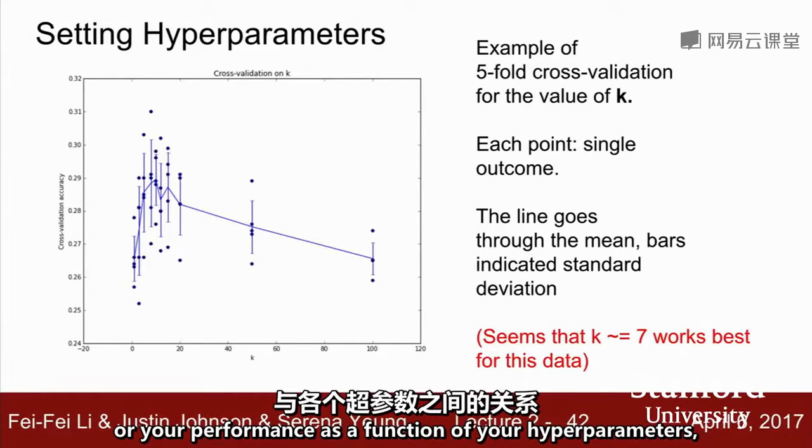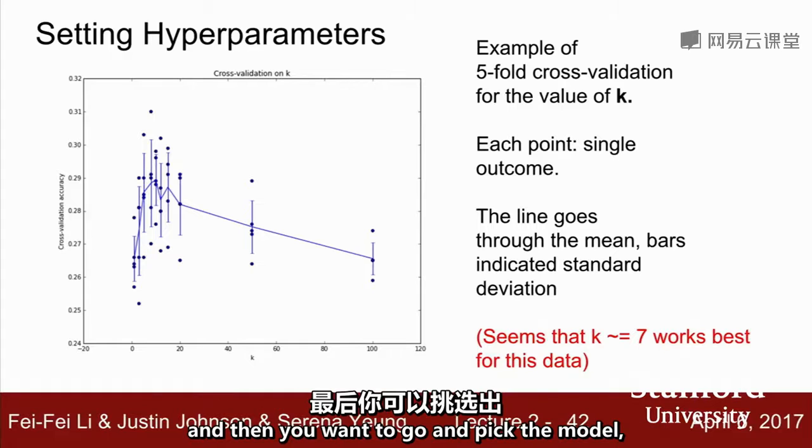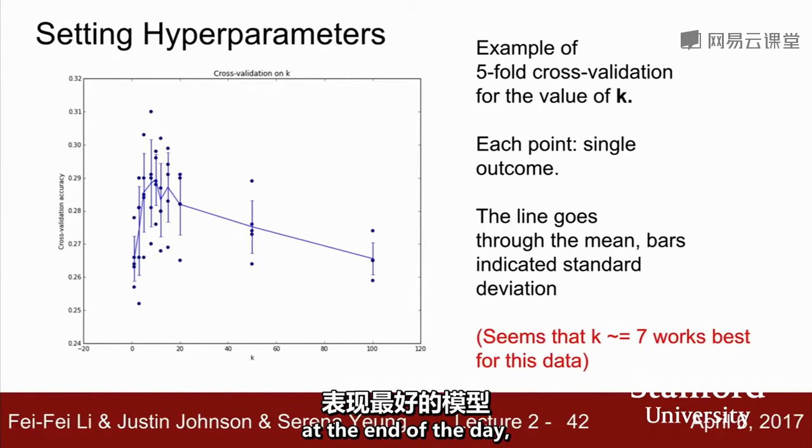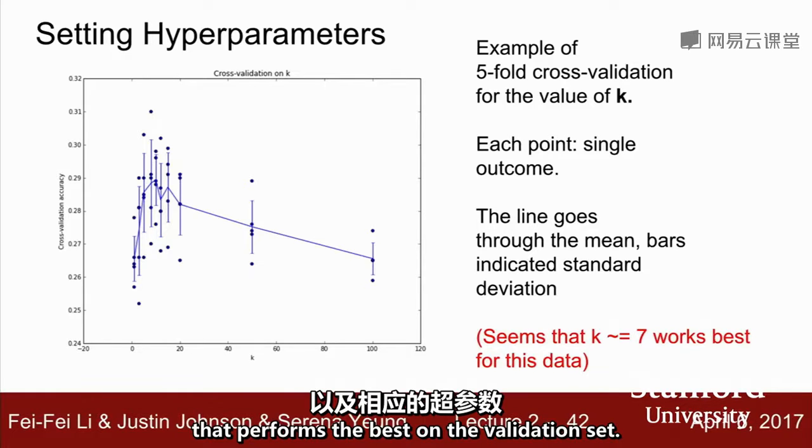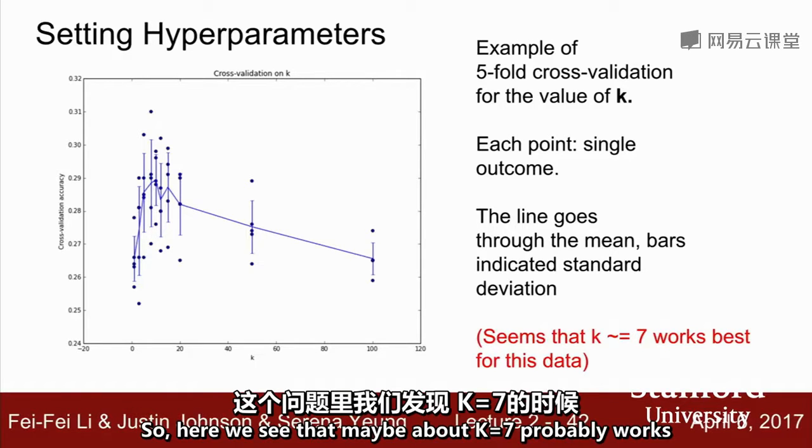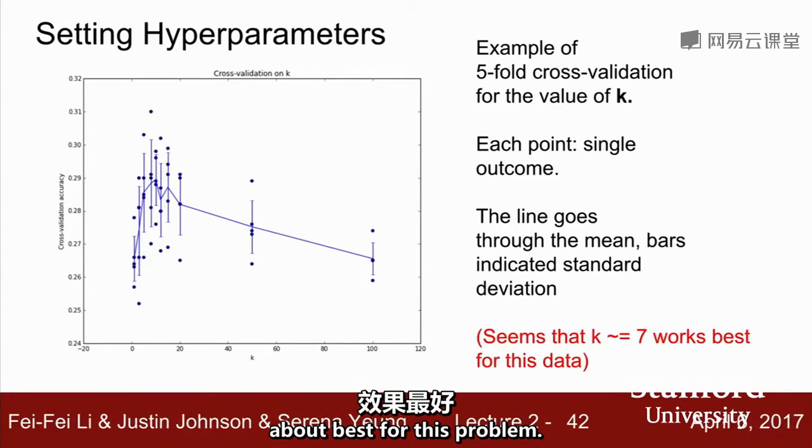So whenever you're training machine learning models, you end up making plots like this, that show you your accuracy or your performance as a function of your hyperparameters. And then you want to pick the model or the set of hyperparameters at the end of the day that performs the best on the validation set. So here we see that maybe about k equals 7 probably works about best for this problem.